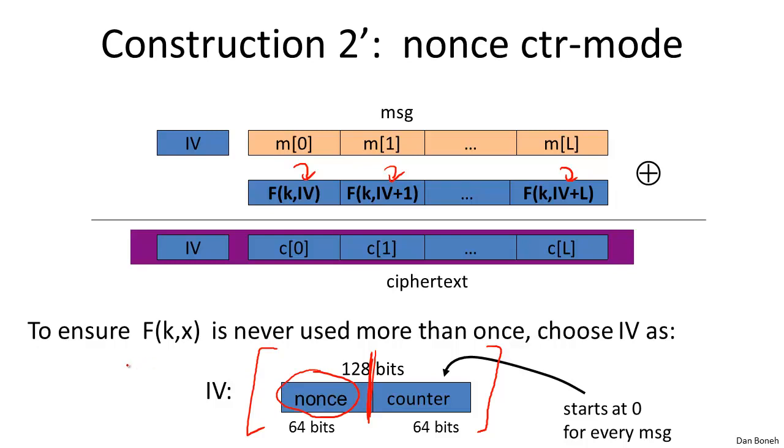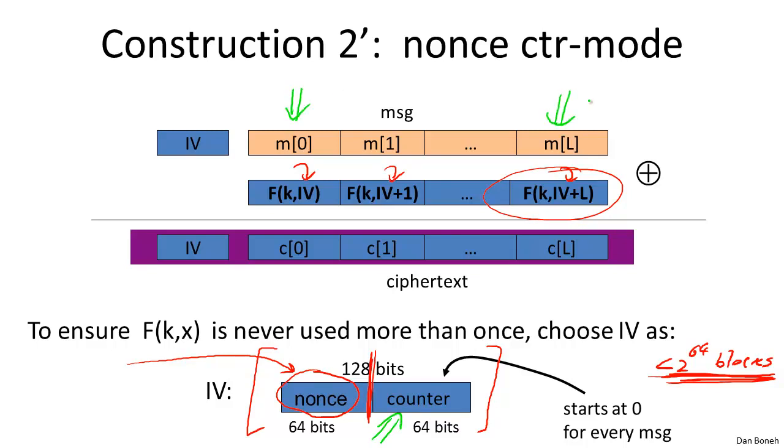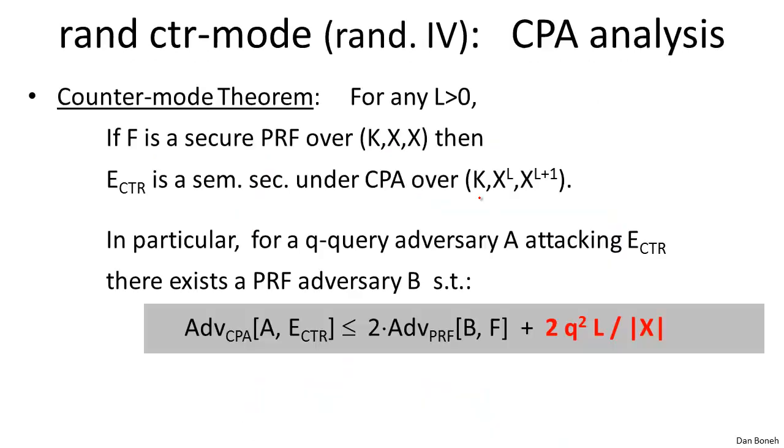It's perfectly fine if this nonce is unpredictable. The only restriction is that you encrypt at most 2 to the 64 blocks using one particular nonce. The danger is that you don't want this counter to reset to 0, because then you will have 2 blocks, say this one and this one, that are encrypted using the same one-time pad. So let's quickly state the security theorem for randomized counter mode.